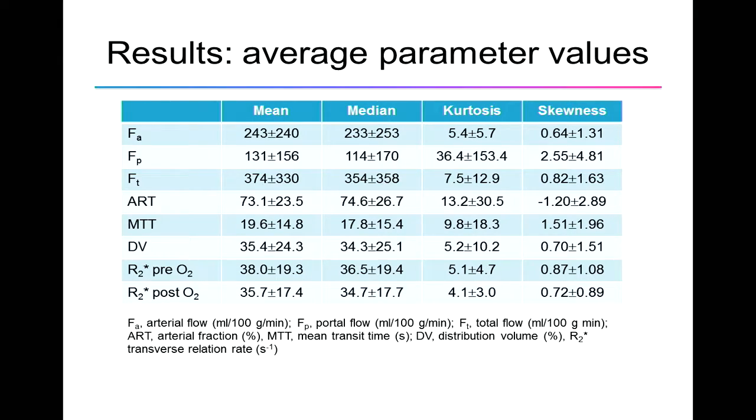Here you see the average parameter values we obtained in the global ROI, so in the entire tumor. We observed that the arterial flow was generally higher than the portal flow in HCC, which is typical for HCC tumors. And also we observed a decrease in R2 star post-oxygen, which indicates the presence of hypoxia.